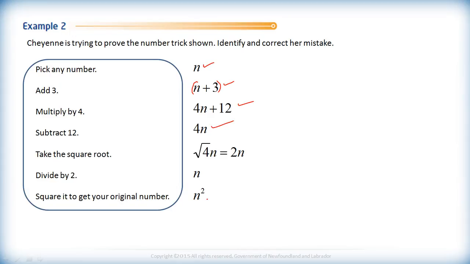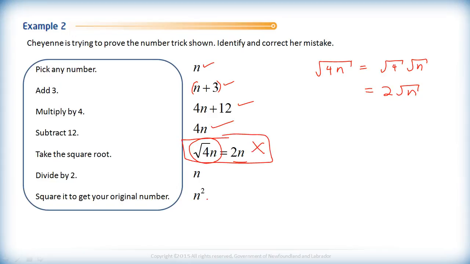No problem. Take the square root. Okay, so hold on now. She's taking a square root, but she is saying that the square root of 4n is 2n. Let's think about that now. She should be taking the square root of the entire 4n. Remember your radicals unit now. And that should give us the square root of 4 times the square root of n, which should be 2 root n, not 2n. Okay, so this is where her mistake was.